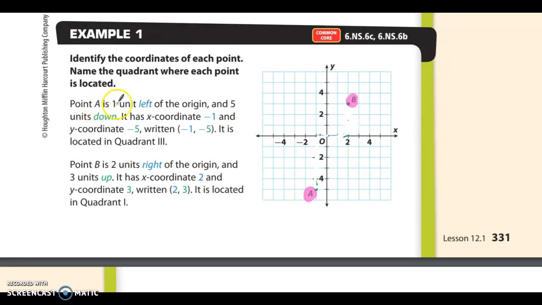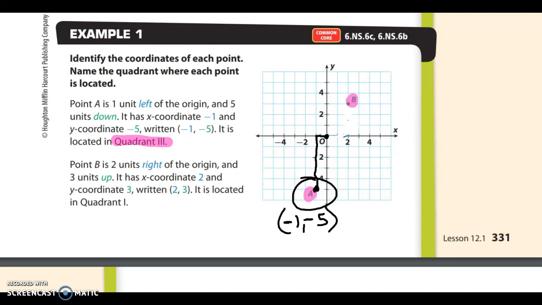It says point A is 1 unit left of the origin and 5 units down. So the origin's right here. And are they right? Is it 1 to the left and 5 down? It is. That's where point A is. It has x-coordinate -1, that means 1 to the left, and y-coordinate -5. It's written as -1, -5. It is located in quadrant 3. So this point right here is located at -1, -5, and it is in quadrant 3. It's going to become important later when we talk about the different quadrants.